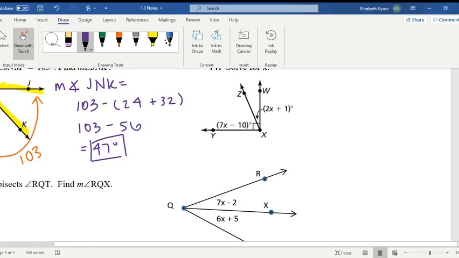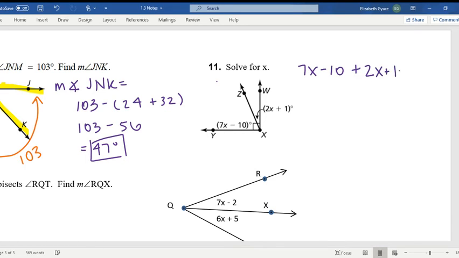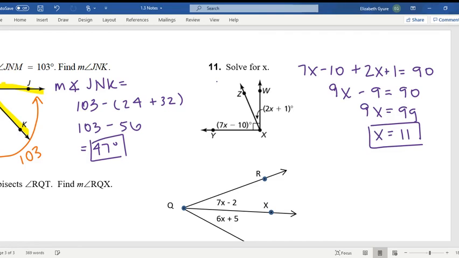So let's write this down. Solve for x. We're going to do part plus part equals whole. So 7x minus 10 plus your other part, 2x plus 1 equals your whole, which is 90. Now simplify. 7x plus 2x is 9x. Negative 10 plus 1 is negative 9 equals 90. Add your 9 over. 9x equals 99. And divide to get 11. And this one, it just says solve for x, so you don't have to plug it back in.